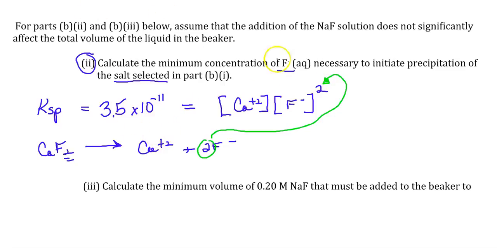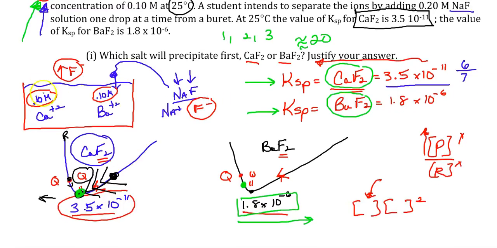Okay, now what do we know? They want the minimum concentration. All right, well, how much calcium plus 2 did we have in the beaker? We had 0.10. They told us that right here. Temperature didn't change. So they want to know the minimum amount of F minus to initiate precipitation.